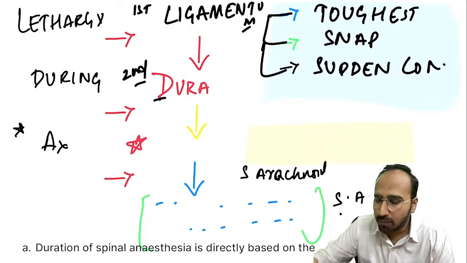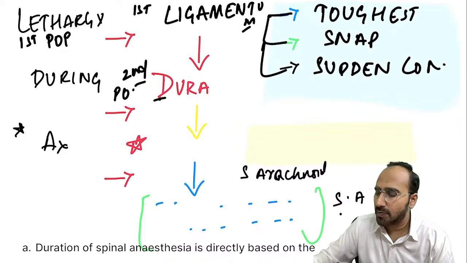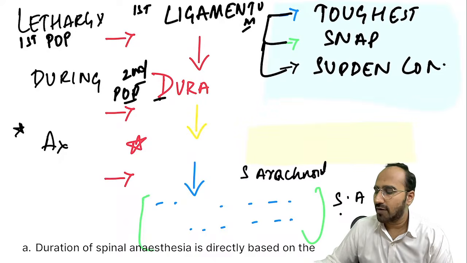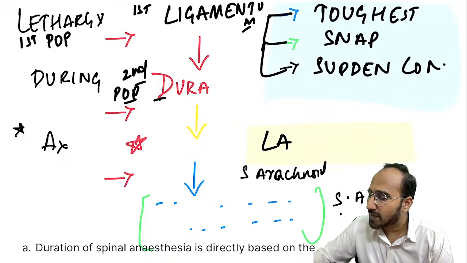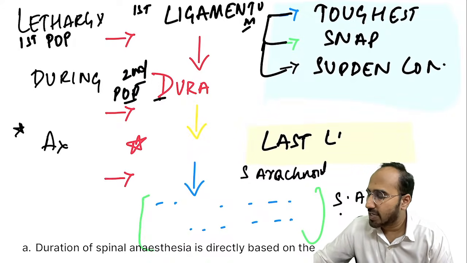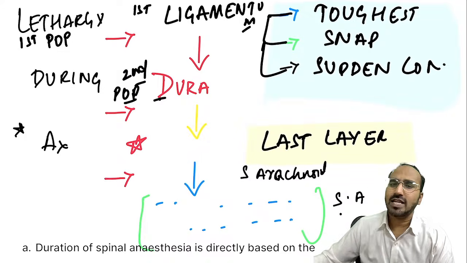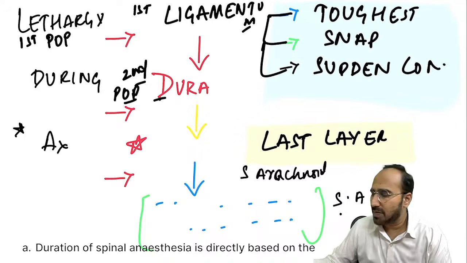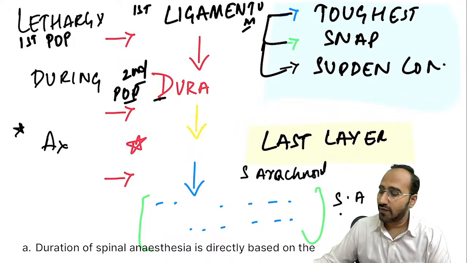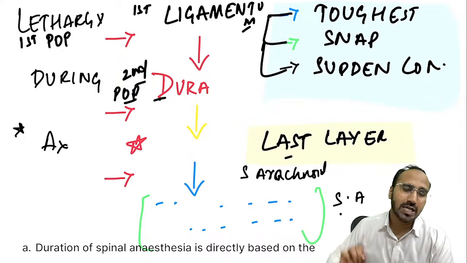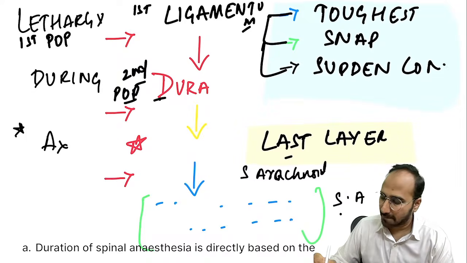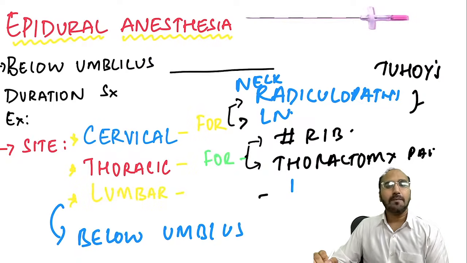Remember, the first pop that you feel is on piercing the ligamentum flavum. The second pop you will feel is on piercing the dura. Once you puncture the dura, you will be in the arachnoid, and the last layer to be pierced is the arachnoid, because after the arachnoid is the subarachnoid space, in which there will be CSF. So very, very important: the order, which layer is the toughest, and which is the last layer to be pierced in spinal anesthesia. Okay. Now guys, regarding epidural anesthesia.